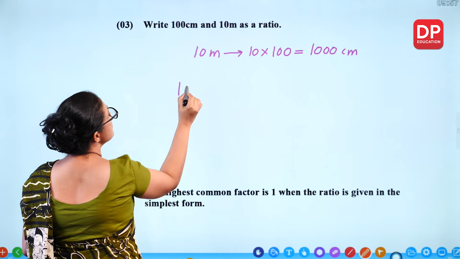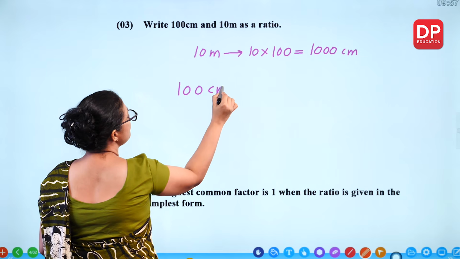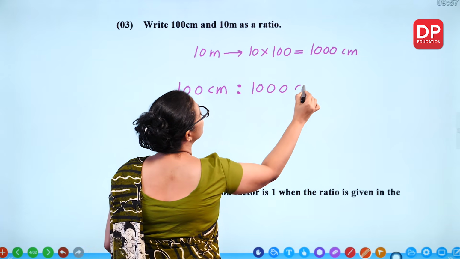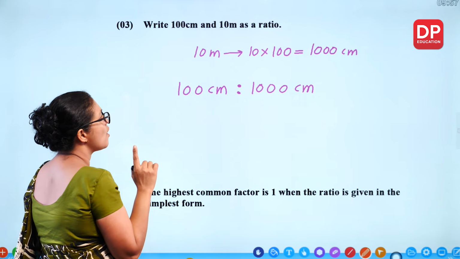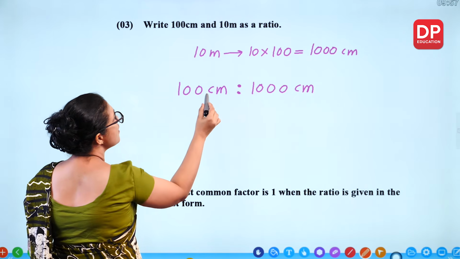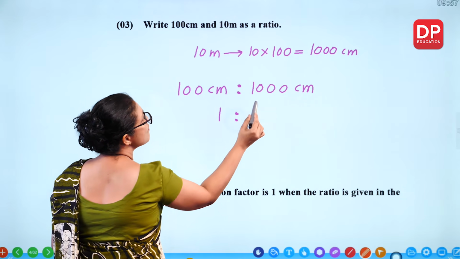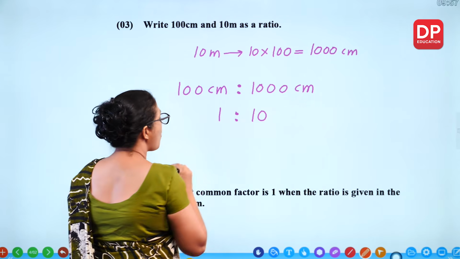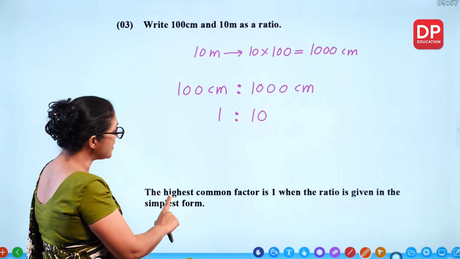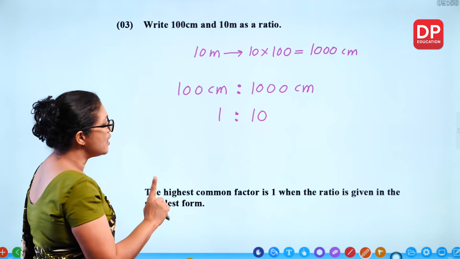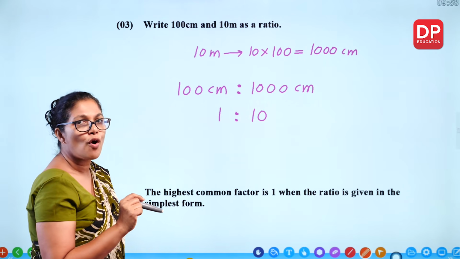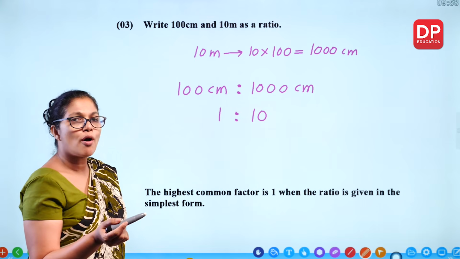So 100 centimeters to 1000 centimeters. Same units now, you don't need to write down the units. Divide by 100, you get 1 here. Divide by 100, 10. So 1 to 10 ratio. The highest common factor is 1 when you take the simplest form. So 1 and 10, highest common factor is 1.